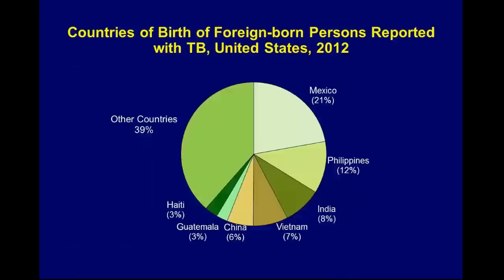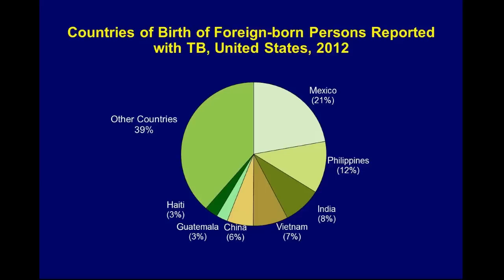What are the countries of birth for foreign-born persons? As you can see, the majority come from Mexico, Philippines, followed by India, Vietnam, China, Guatemala, Haiti, and about 40% is a potpourri of patients from all the different countries.